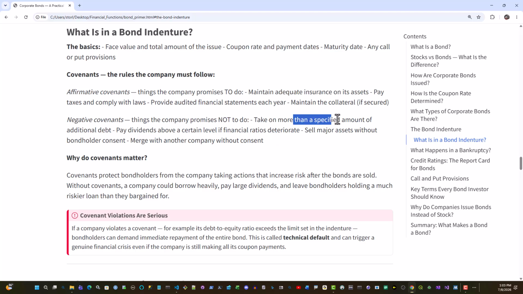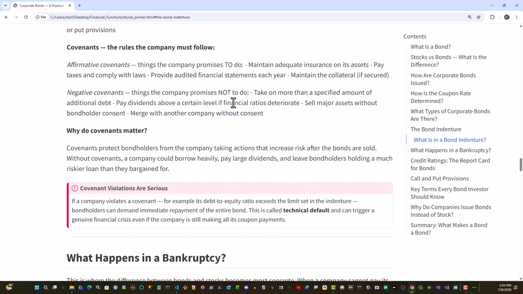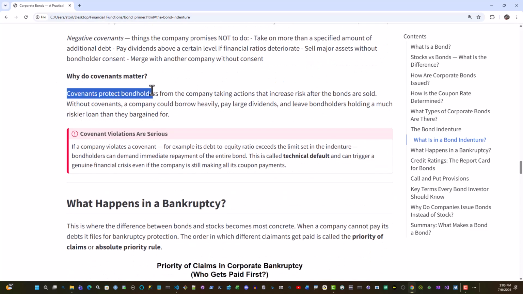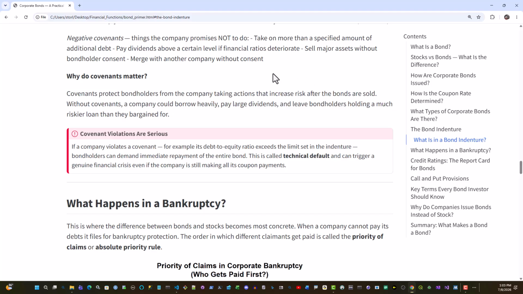In other words, don't increase the amount of debt, because then the bondholders will suffer, because now suddenly the company is more risky. And don't pay dividends above a certain level if financial ratios deteriorate. So there are some things that it will do and some things it will not do that it promised and set inside this indenture. So why does it matter? Well, it protects the bondholders from the company taking actions that will increase their risks after the bonds have been sold to them. So the investors don't look for more and more risk. They want to make sure they're guaranteed to get their return back.